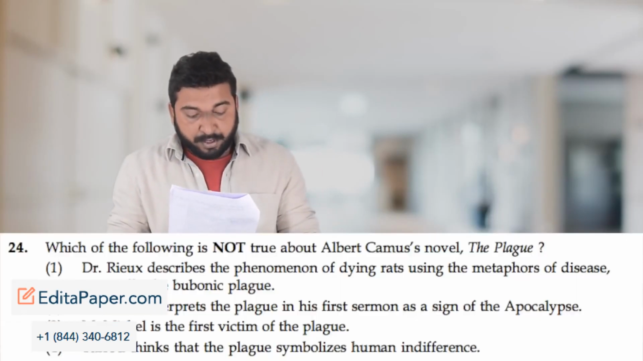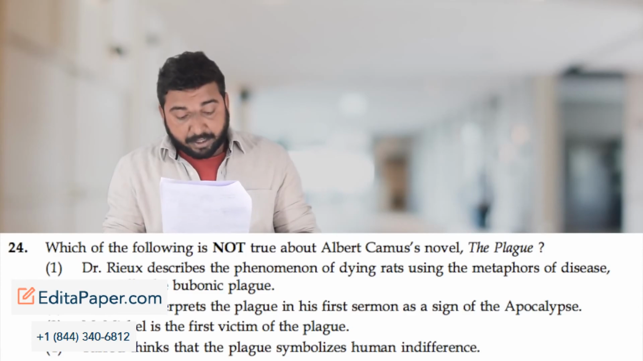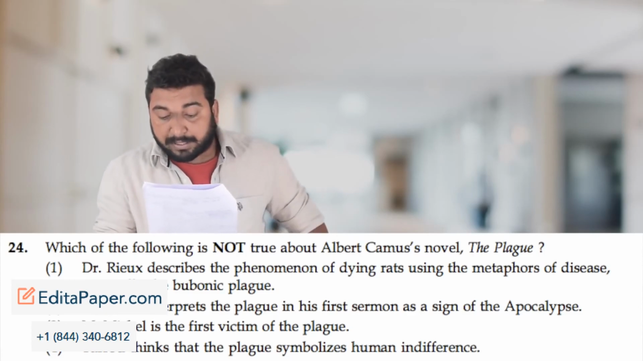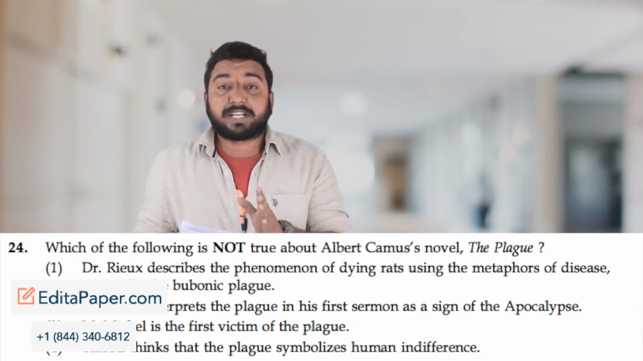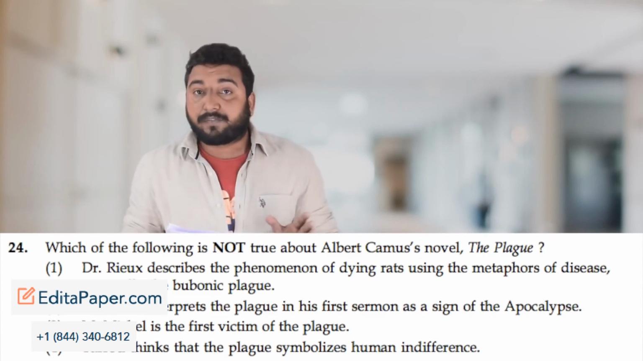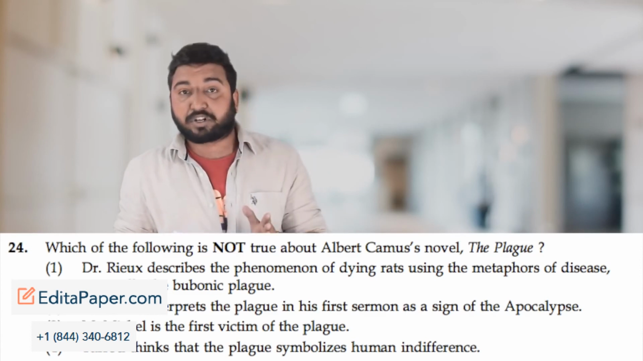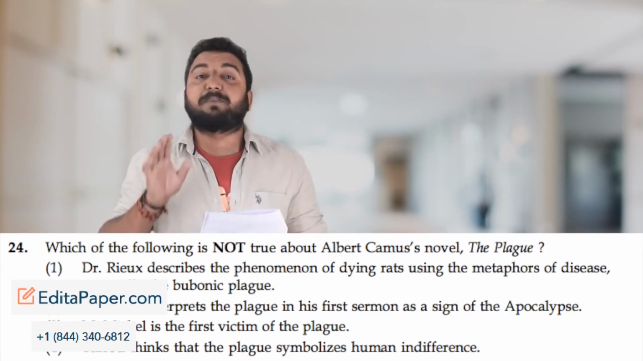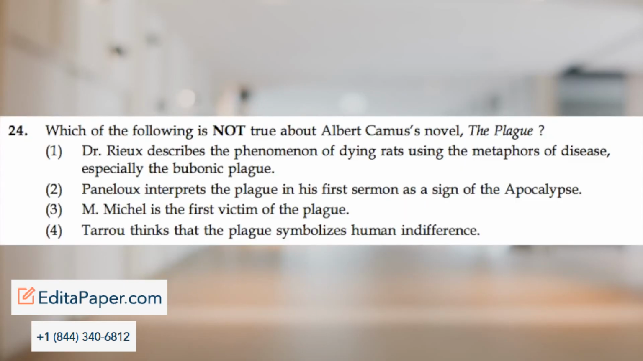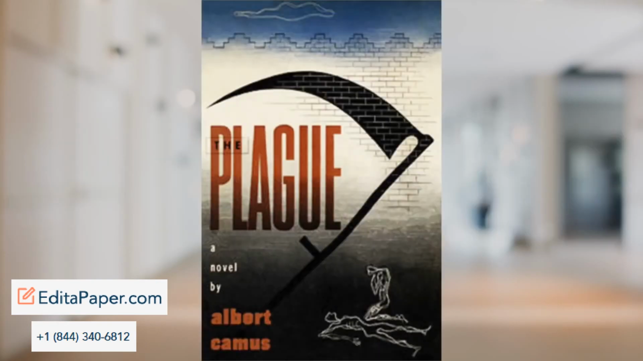Question number 24. Which of the following is not true about Albert Camus' novel The Plague? Guys, first thing, Albert Camus is the great writer of existentialism, absurdity, a French writer. And as we all discuss, I keep on telling my students that The Plague and The Outsider are more important than any other work. And now, as you can see on the screen, here we have The Plague, which is actually related to having those messages related to religion, life, values.